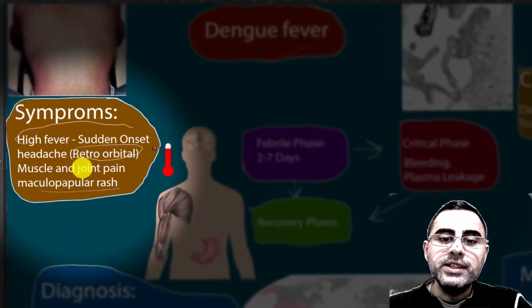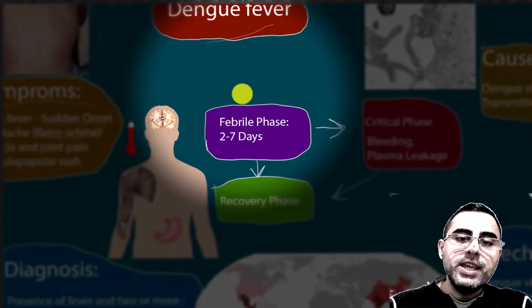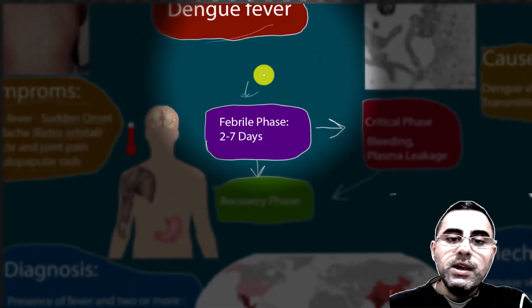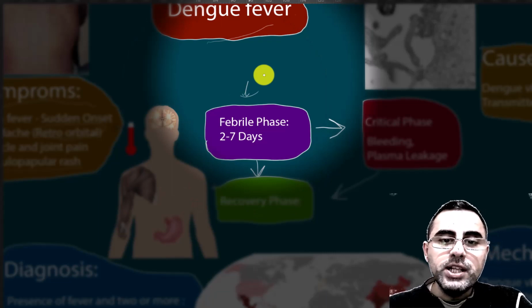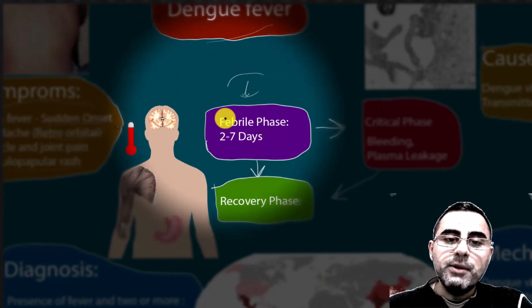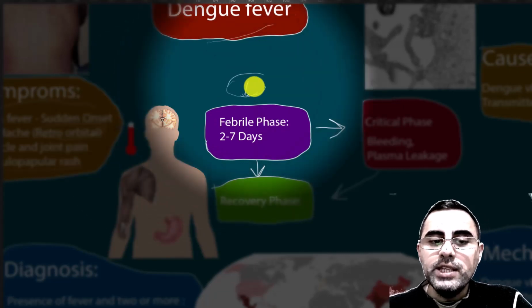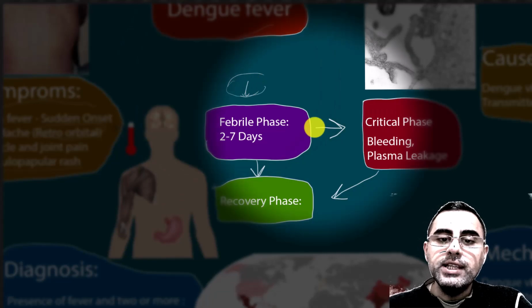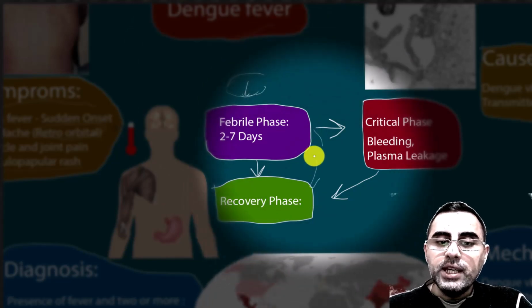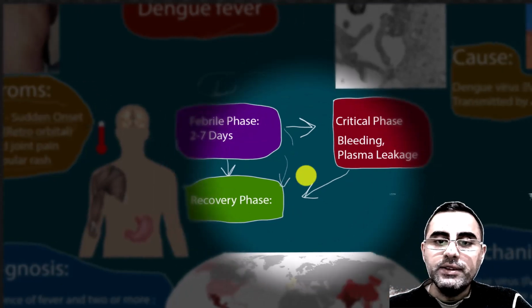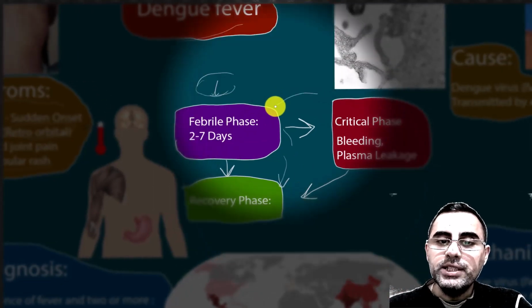Dengue fever has three phases. First phase is febrile phase. During febrile phase, these symptoms occur, especially fever is high and it lasts 2 to 7 days. Febrile phase can directly transit to recovery phase, but in worst case scenario there is critical phase.